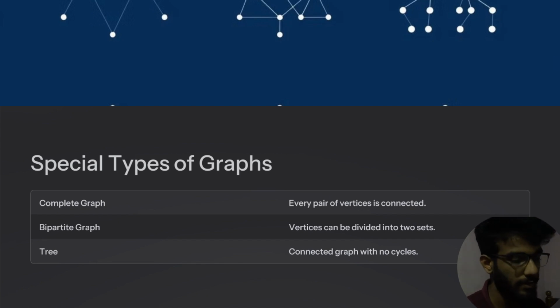And let's wrap up the video. So as you can see, graphs are everywhere, and understanding the terminology is key to solving problems in computer science.